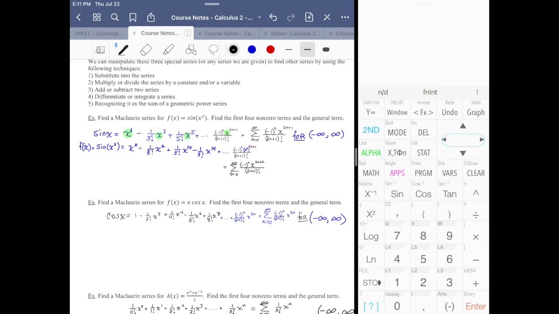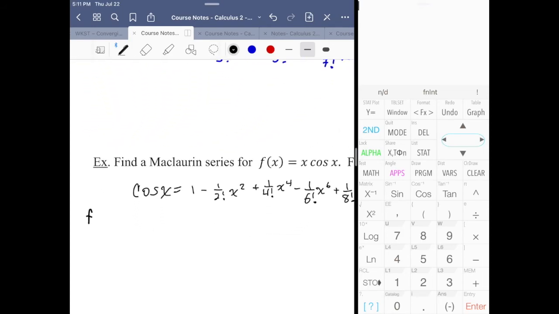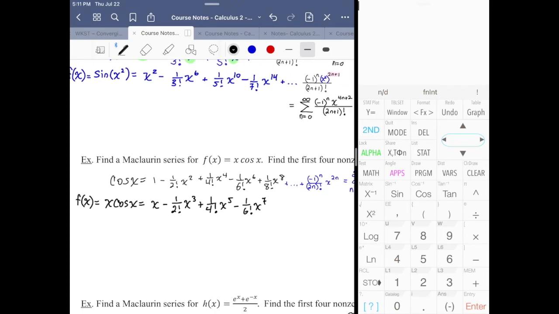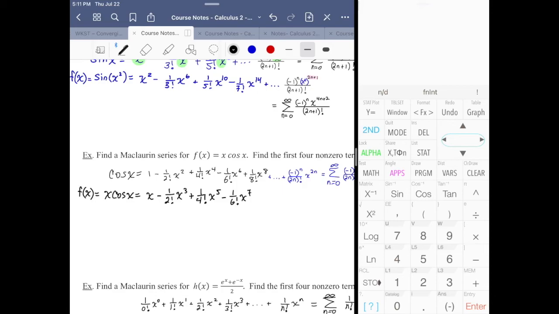All right, so the second one is cosine of x, true for negative infinity to infinity. So if I follow the expansion by multiplying cosine, so f of x is x cosine of x, I get x minus 1 over 2 factorial x cubed plus 1 over 4 factorial x to the 5th minus 1 over 6 factorial x to the 7th. They said first 4 non-zero terms, so we're good there. We don't have to go any further. All right, but let's look at what's happening here.